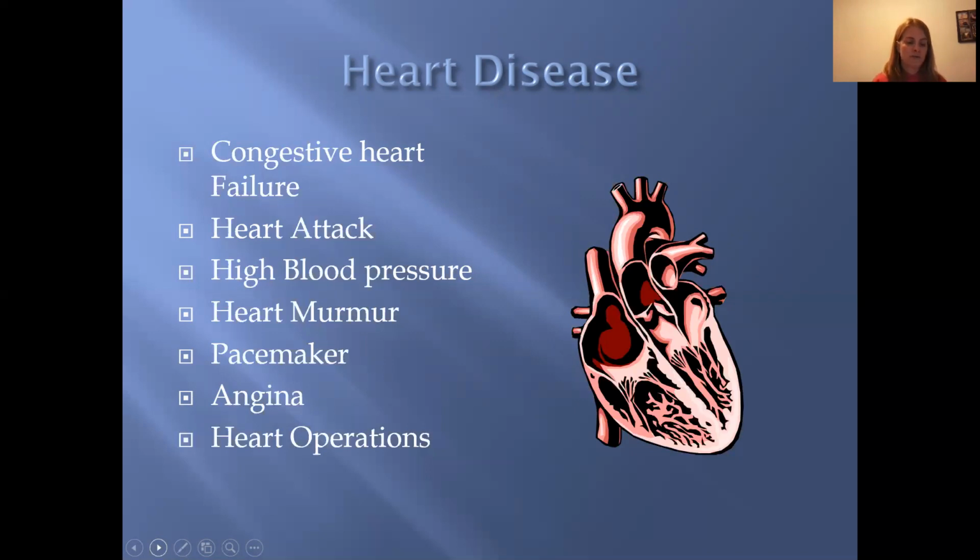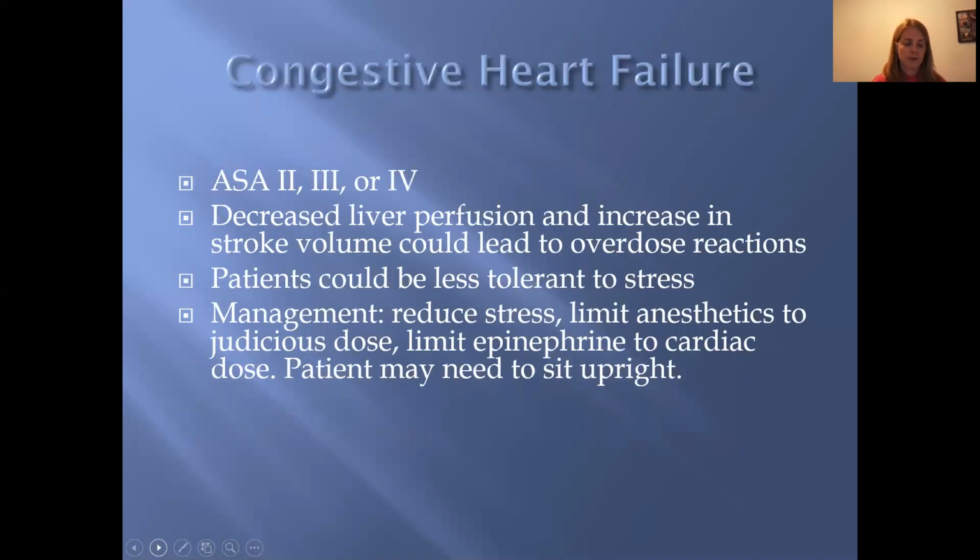For congestive heart failure, this condition could affect liver perfusion. So it could increase the half-life of amide local anesthetics, which is the time that the anesthetic is in the body. If the anesthetic stays in the body longer, then there could be toxic effects on the body. Patients could be less tolerant to stress. Their cardiac stroke volume is going to be higher, and they're going to get more blood to the brain. So that could lead to the potential for a local anesthesia overdose.